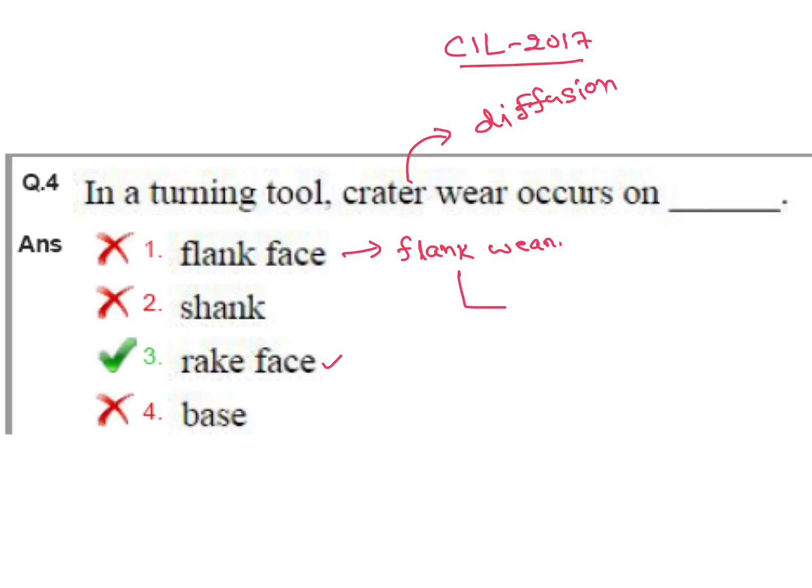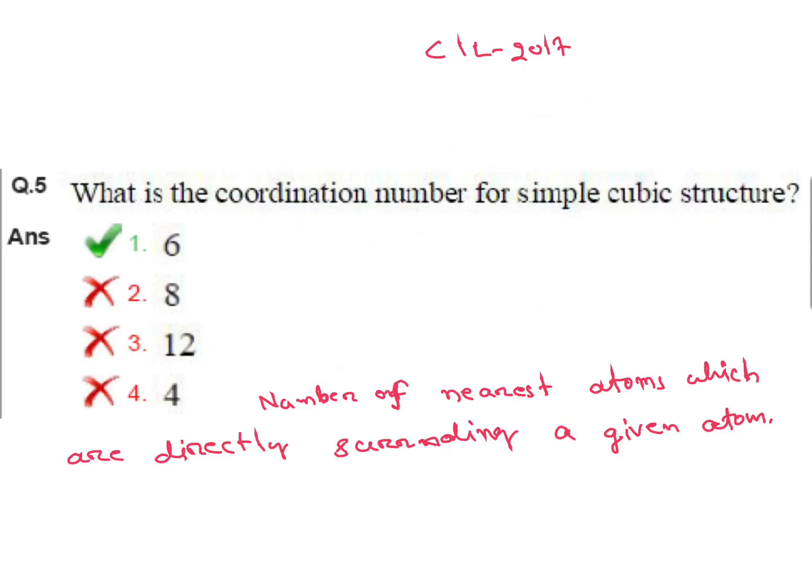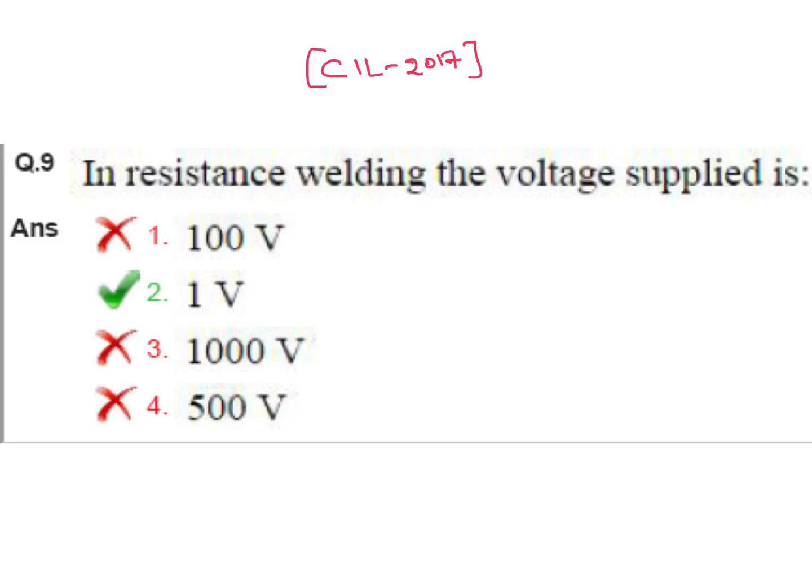What is the coordination number for a simple cubic structure? Coordination number is the number of nearest atoms which are directly surrounding a given atom. So for simple cubic, 6 is your answer. This is for BCC, body centered cubic, and 12 is for face centered cubic. All three are important. In resistance welding, heat generated is I square RT. Current is the major factor. So high current and low voltage. So 1 volt is our answer.